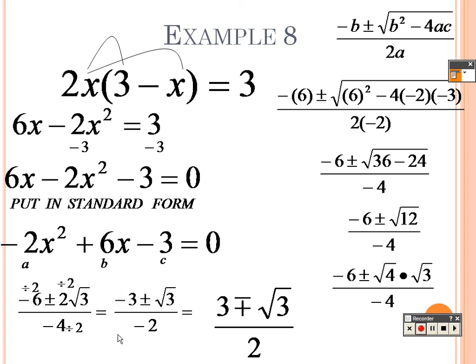I would accept this answer. It really doesn't matter if you pull the negative out and you just flip those two. This is fine right here if you just want to keep your answer like that.